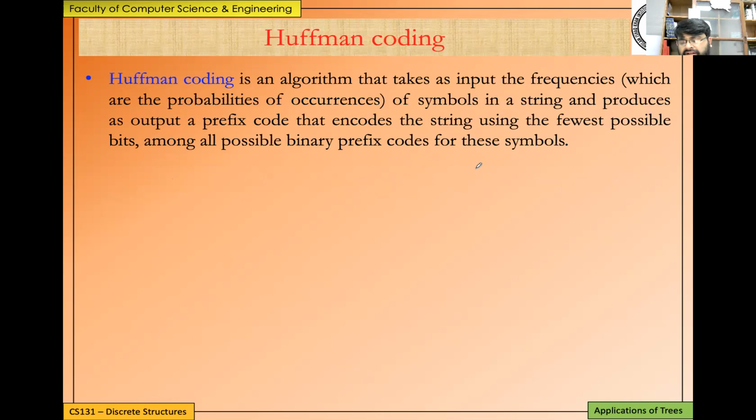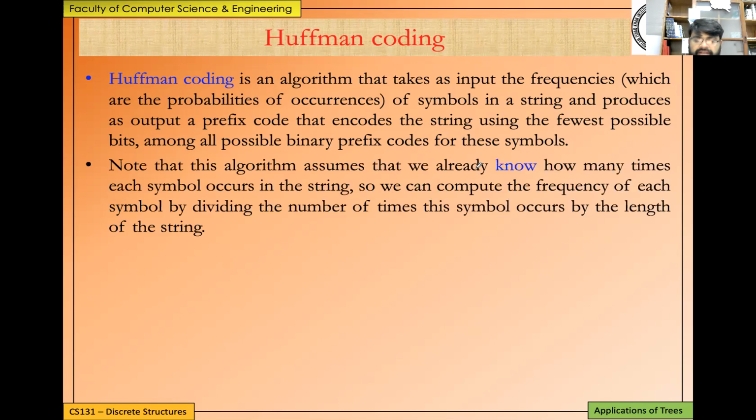However, there's a specific algorithm which we call Huffman coding, and that is a very interesting algorithm. Huffman coding is an algorithm that takes as input the frequencies, which are the probabilities of occurrences of symbols in a string, and produces as output a prefix code that encodes the string using the fewest possible bits among all possible binary prefix codes for these symbols. So it guarantees that it is going to produce it in the fewest possible bits.